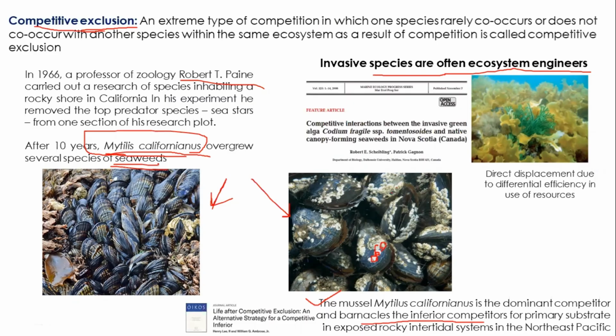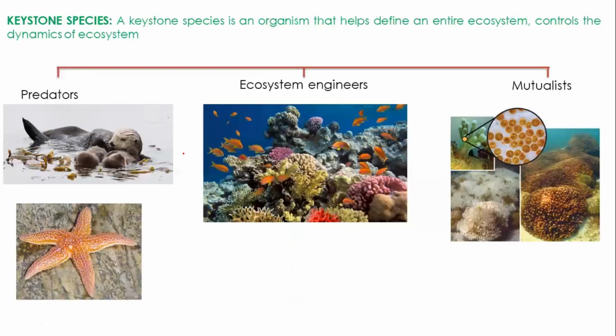And then what happened once the seaweed is gone from that particular area and Mytilus has come? The whole ecosystem collapsed because seaweeds are the primary producers at that particular place. Now it has changed because the seaweeds are not there. The whole food chain and the food web suffered. In terms of ecosystem, there is a direct shift in the ecosystem.